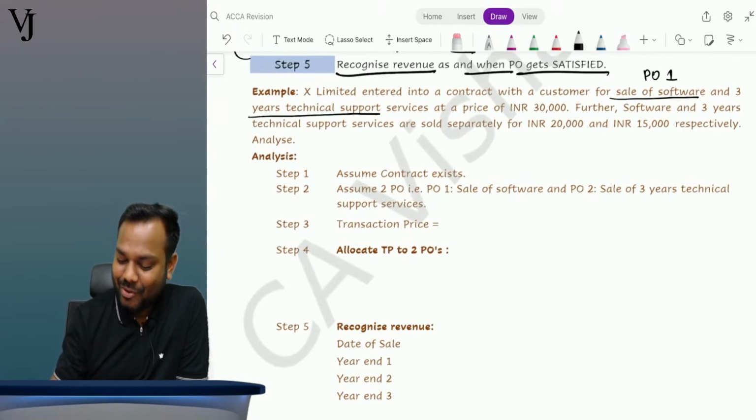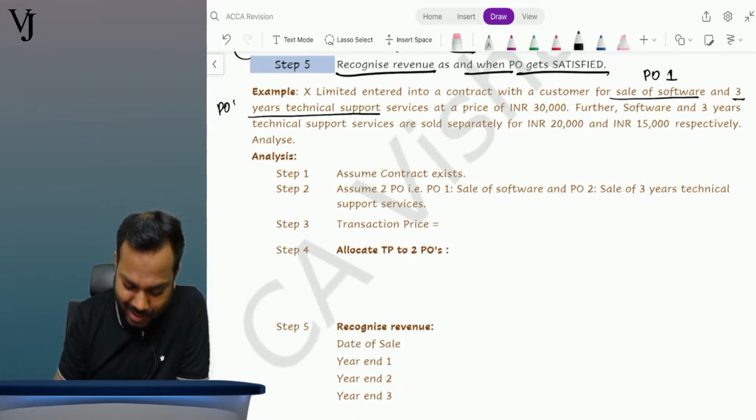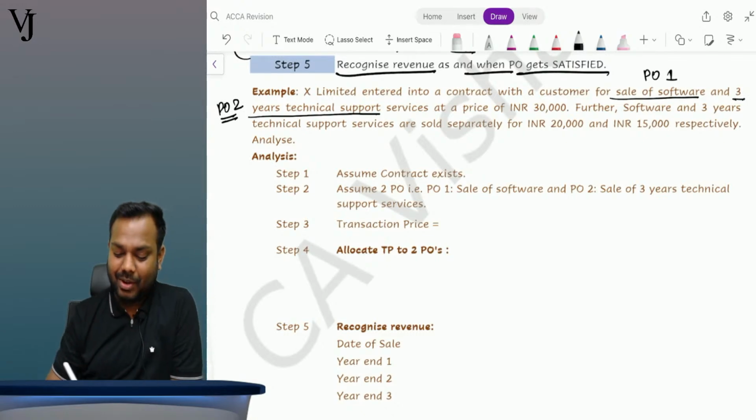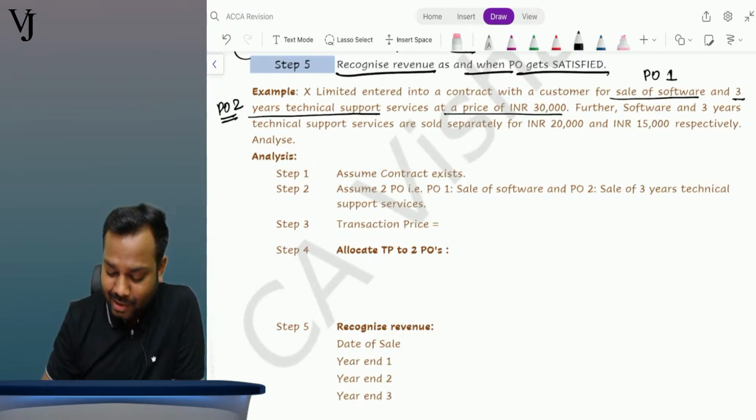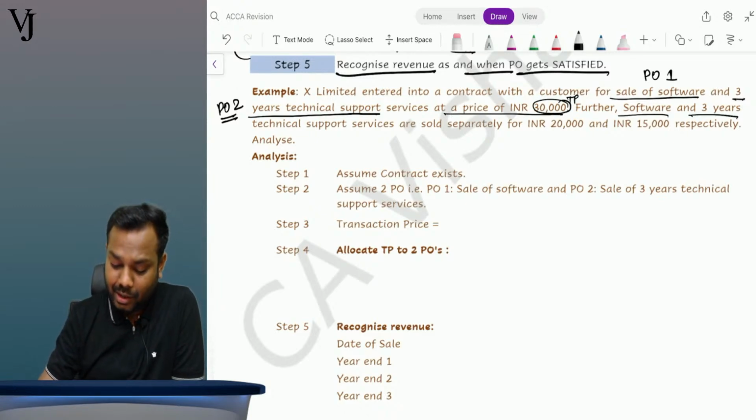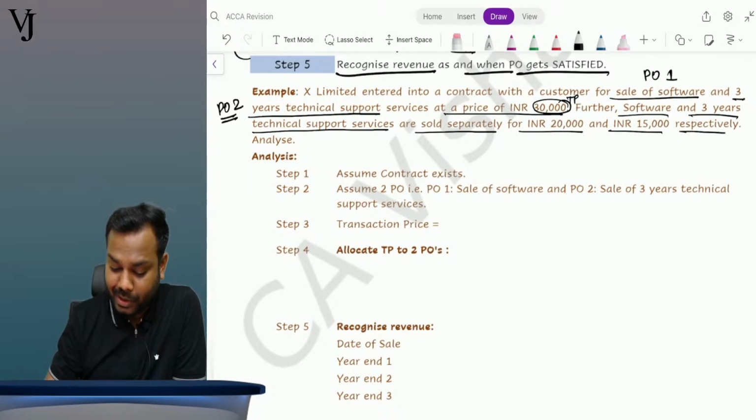Okay. Sale of software is performance obligation number 1, and 3-year technical support is performance obligation number 2. Services at a price of INR 30,000. So this 30,000 is the transaction price. Further, software and 3-year technical support services are sold separately for INR 20,000 and 15,000 respectively.